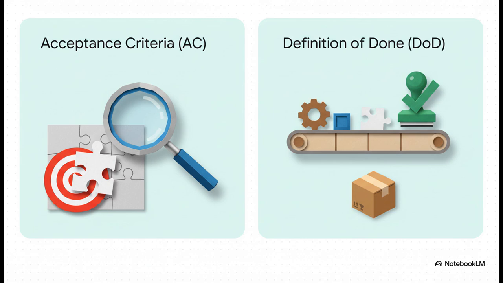Here's the key. Acceptance criteria are unique and specific to one single backlog item. They focus on its functionality and answer the question, for this one feature, did we build the right thing? The definition of done, on the other hand, is a universal quality standard that applies to every single item your team works on. It focuses on overall quality and answers the question, is this work actually shippable?